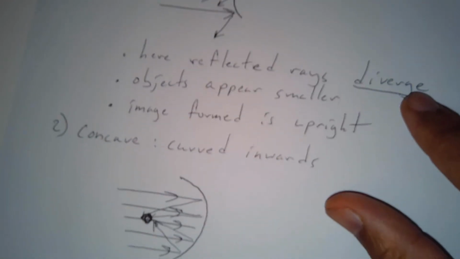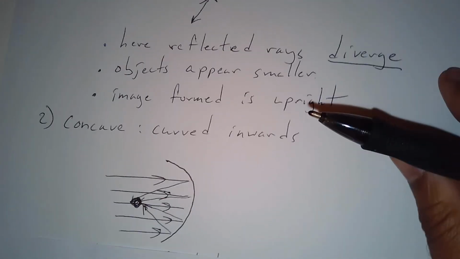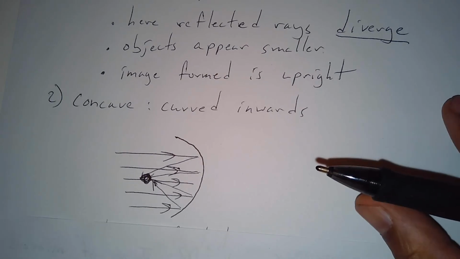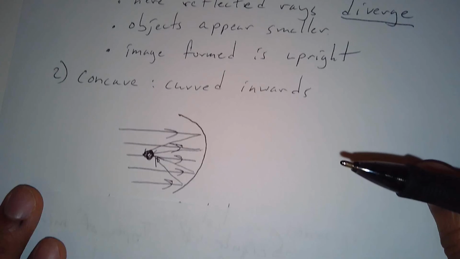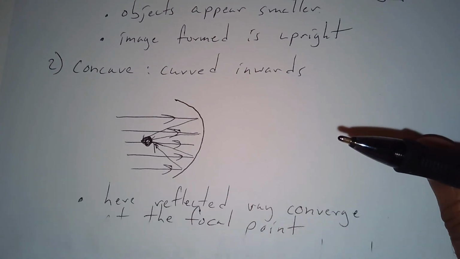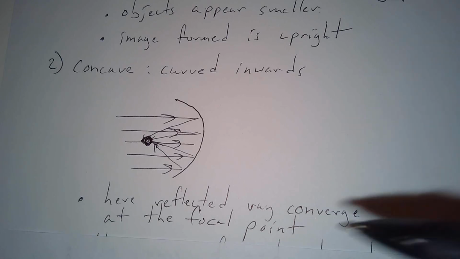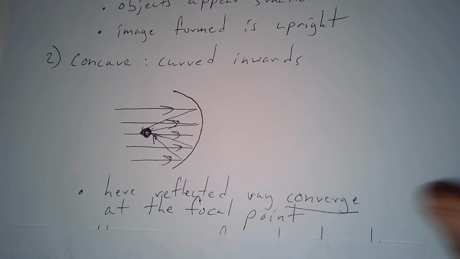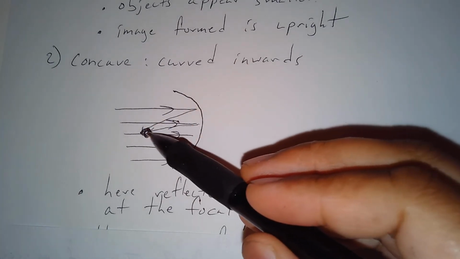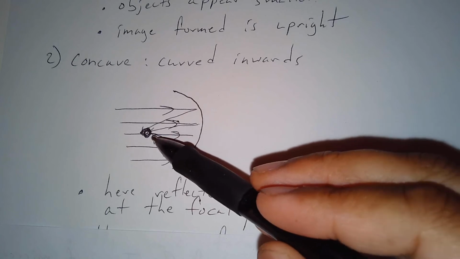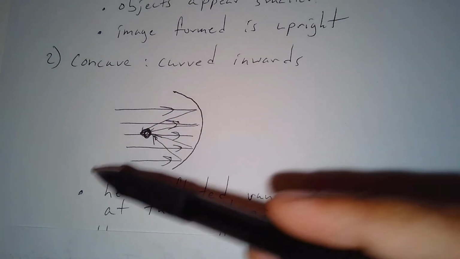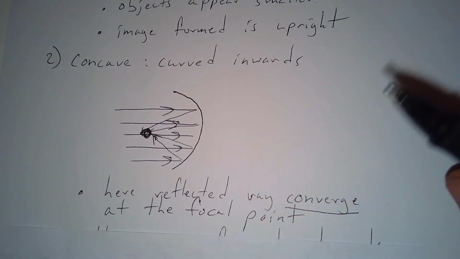The second one is curved inwards, and that's called a concave mirror. What happens here is the light rays meet up at a point, and the word for that is they converge. Converge means they come together, and they meet up at what's called the focal point. That would be the focal point where all the light rays come back and connect. After they hit the focal point, they're free to spread out beyond that.